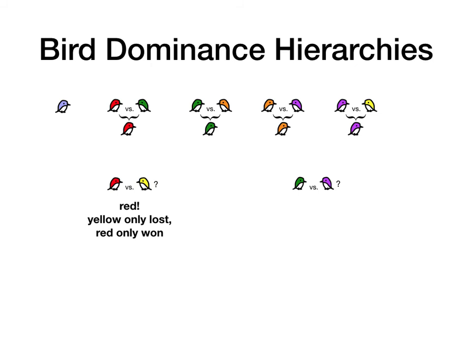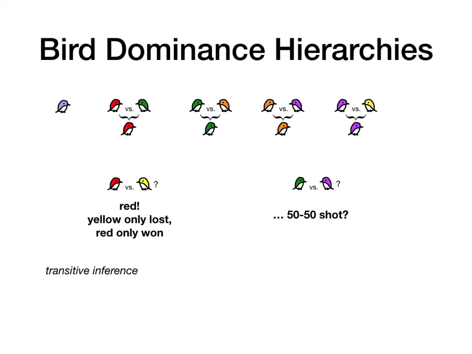The green bird has lost a fight for food and won a fight for food, whereas the purple bird has lost a fight for food and won a fight for food. They both have a 50-50 shot according to their histories. But you and I both know that there is a bit of a hierarchy going on here because of the way that they've won different fights with different individuals.